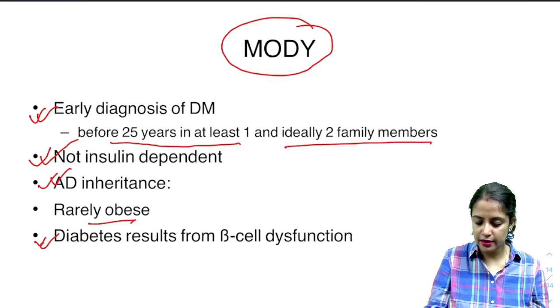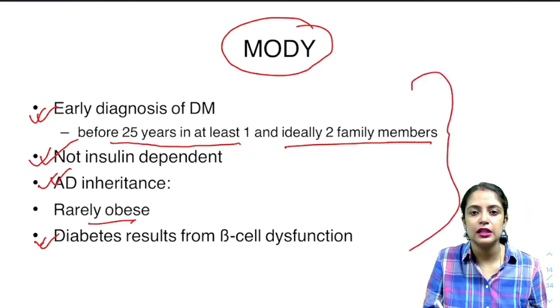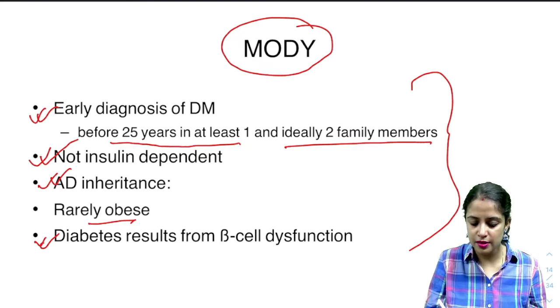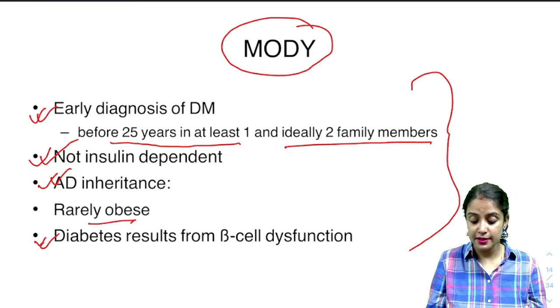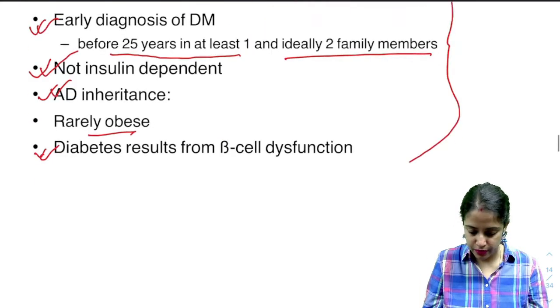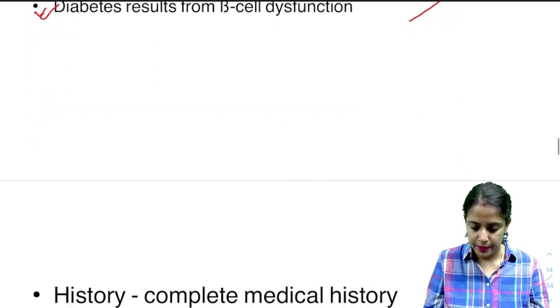So these are the important characteristics of maturity onset diabetes of the young. These are important from a competitive exam point of view, MCQ point of view. These are very important.